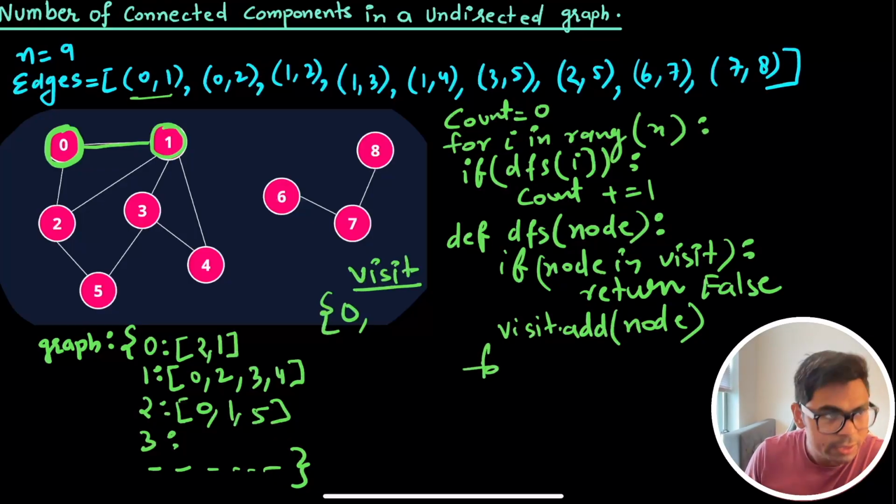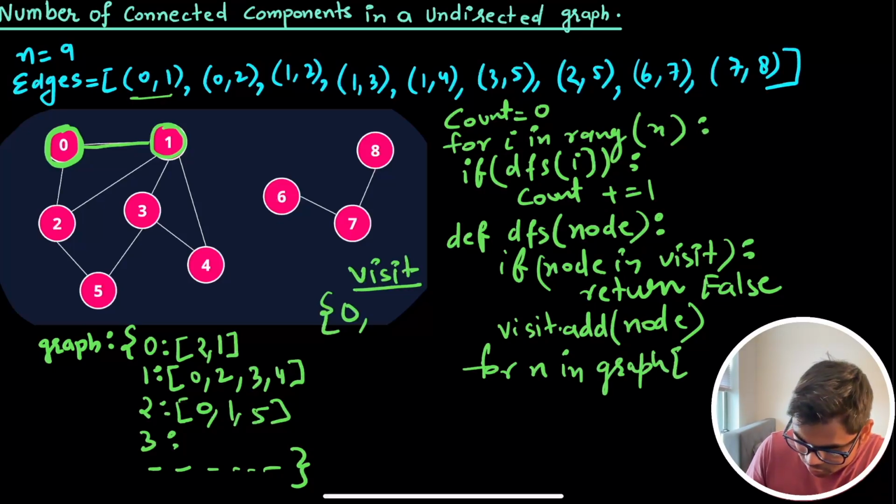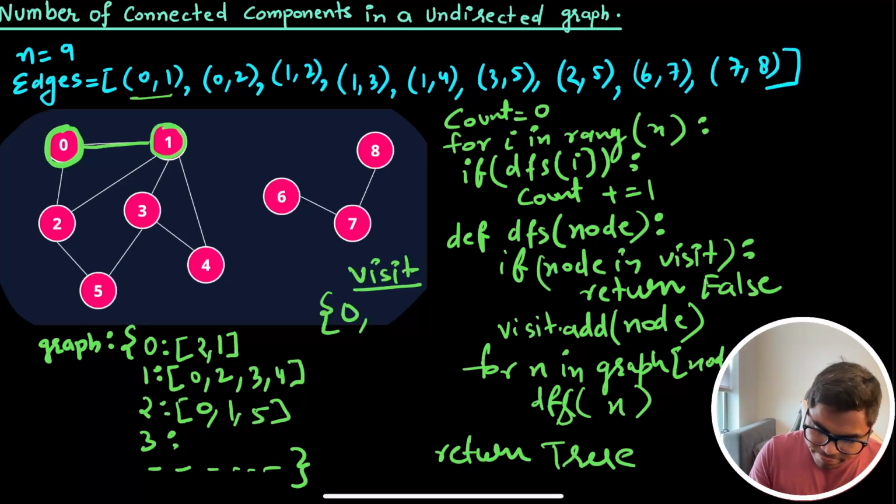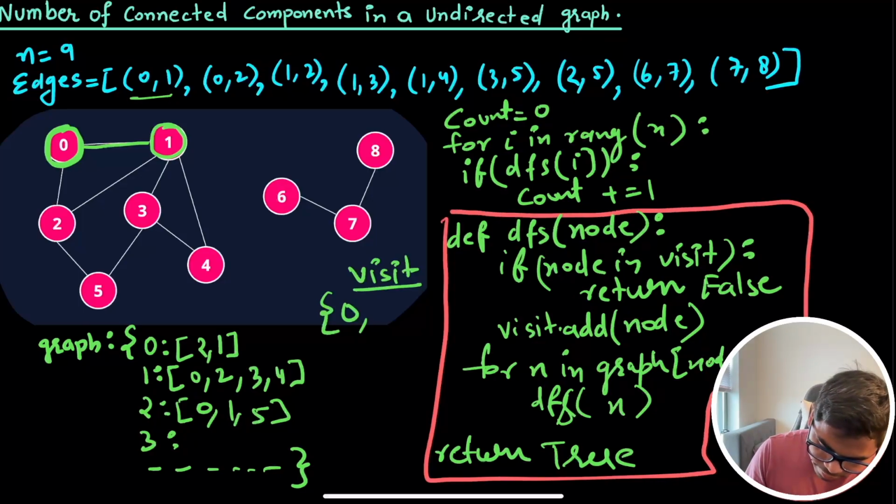And then we'll also visit all its neighbors. So for all the neighbors, I'll call it n in graph. So you'll access all the neighbors of this node from the adjacency list or graph, and then you call DFS on n. And then you finally return true. So this whole DFS in one go will be marking all of these connected components visit.